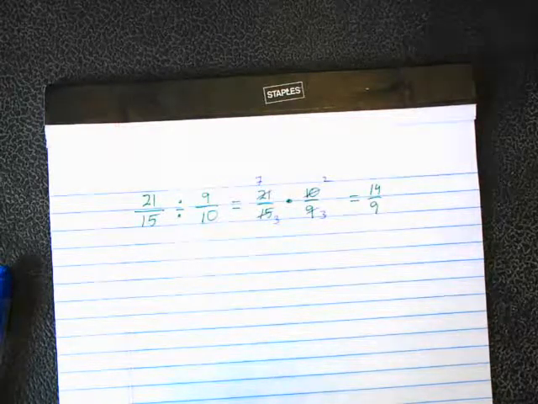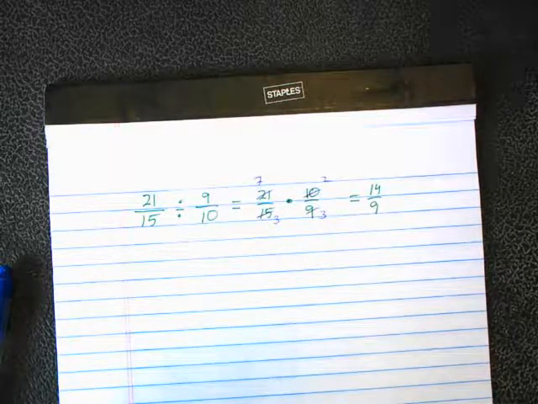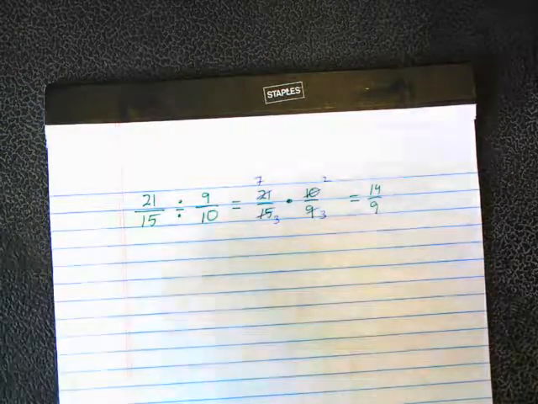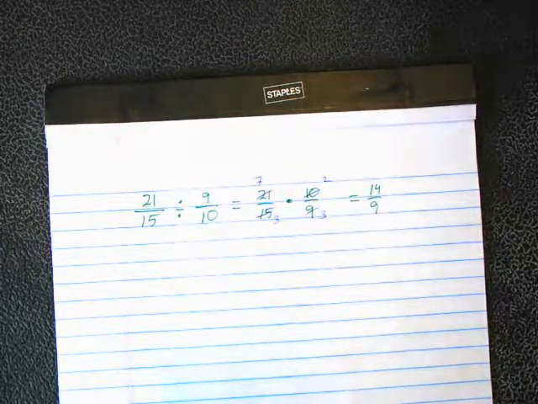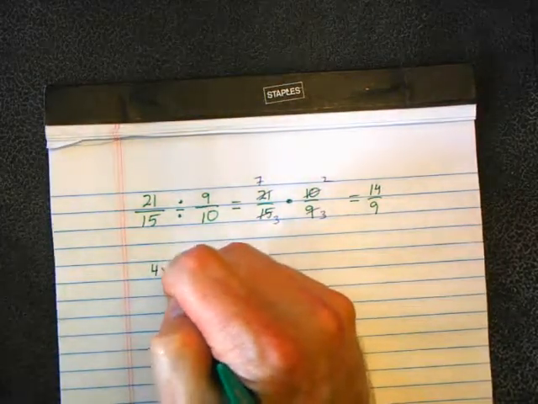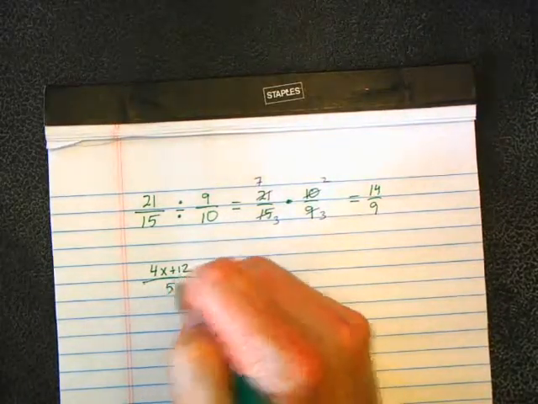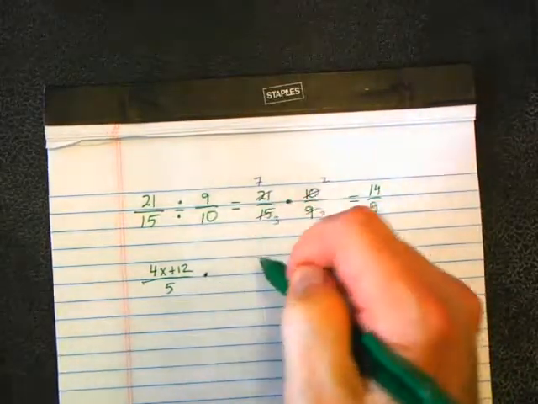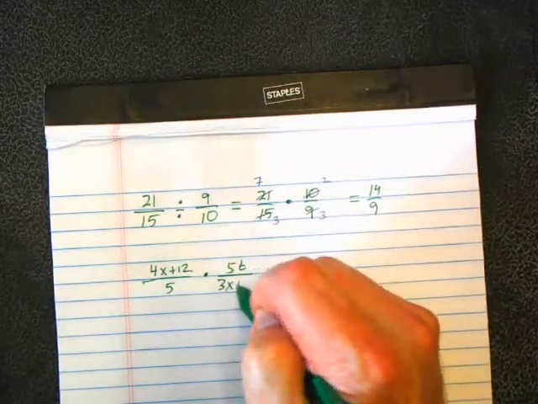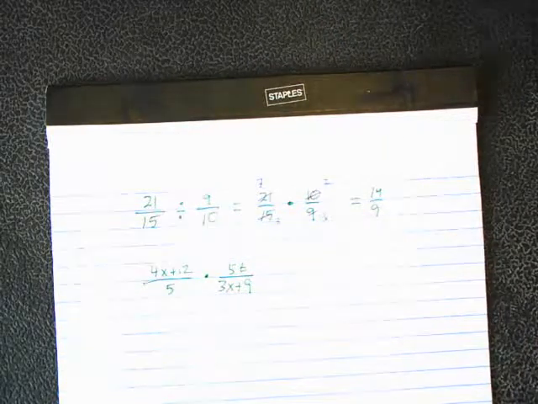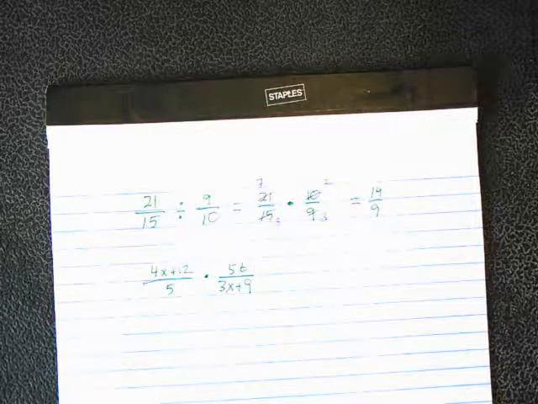Well, what's going to happen in this section? We're not going to have just numbers, we're going to have letters. That's correct. So we might have something like, again, stealing some problems out of the book here, 4x plus 12 divided by 5 times 5t over 3x plus 9. How would you begin?